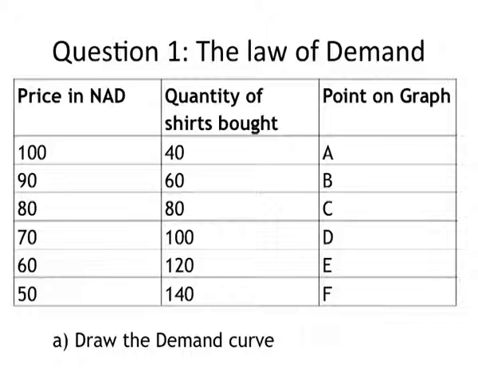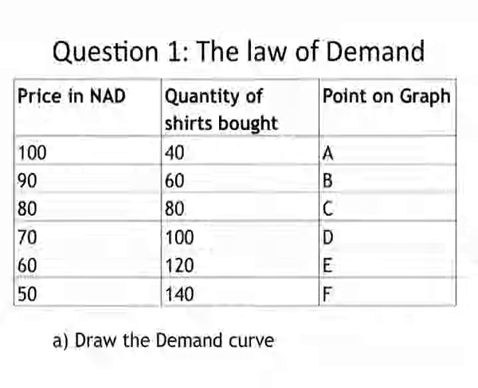We're moving over to question 1, which is the law of demand. In the table, you can see that we have a column for price in Namibian dollars, the quantity of shirts bought, and then the points on the graph. Draw the demand curve. With the information given here, we need to now draw a demand curve. We have the vertical axis and the horizontal axis.